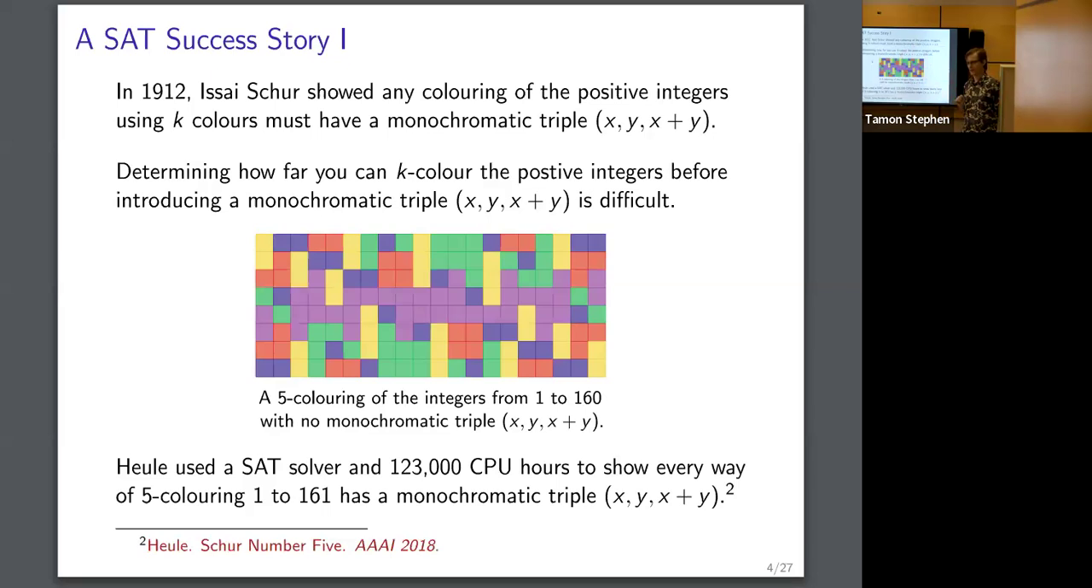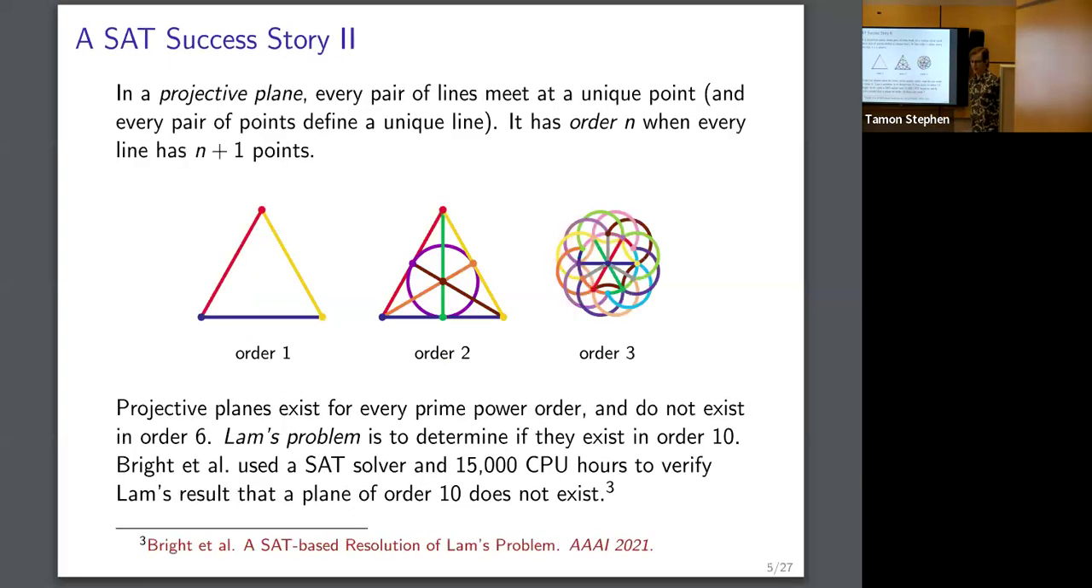Now, why is this a difficult problem? Because just imagine how many 5 colorings there are of the integers, even just from 1 to 161. There's an astronomically large number. So the SAT solver is somehow able to cut through that immenseness. It's able to prove there is no way to color the integers from 1 to 161 without introducing some monochromatic triple.